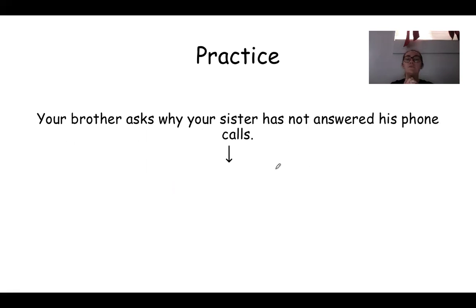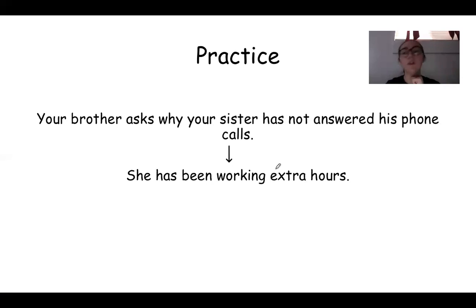Your brother asks why your sister has not answered his phone calls. So you can say, oh, she has been working extra hours. So she has been working extra hours. So you're saying she's probably busy, right? Because if she has been working extra hours, that means she's been working for a while in the past, and she just keeps working those extra hours, right? So she's just busy.